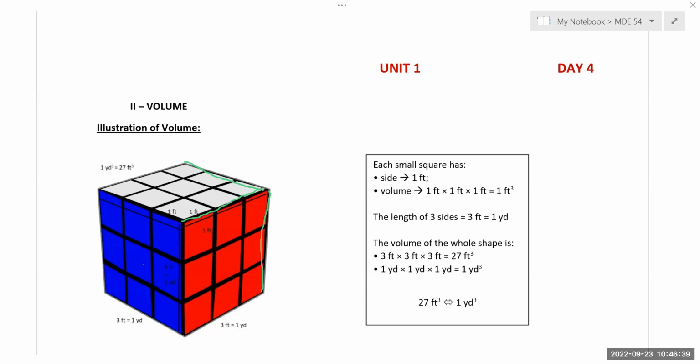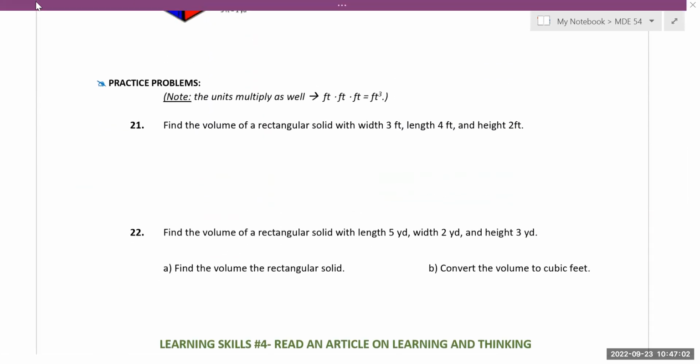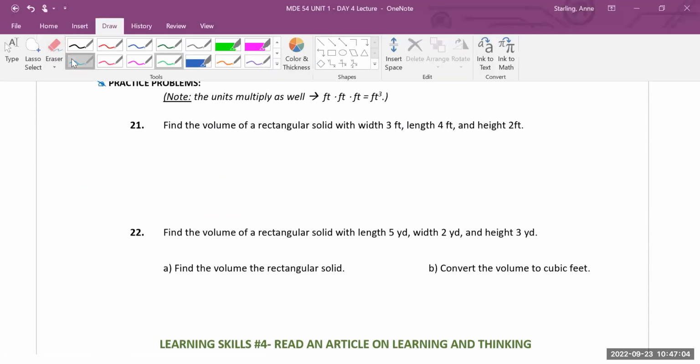Okay. So I lost my pen. 3 feet equals 1 yard. So 3 feet times 3 feet times 3 feet is 27 feet cubed. That's what's really in 1 yard cubed. Do you have to remember that? No, but just this idea that it's not going to be 3 feet to 1 yard. We have to do it 3 times. So I've got 2 practice problems for you. I want you to go ahead and try those.